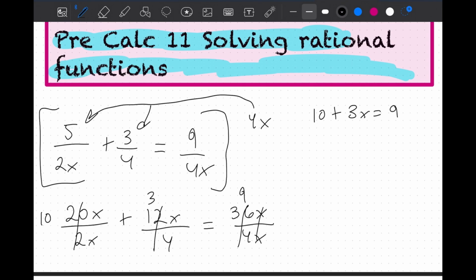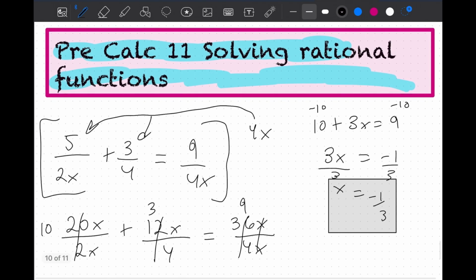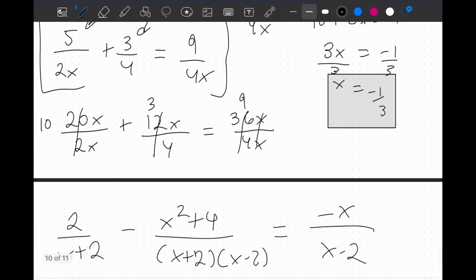And then I can just say that, okay, 3x, if I do minus 10 and minus 10, is equal to 9 minus 10, which is just negative 1. So then if I divide both sides by 3, I will get x is equal to negative 1 over 3. And you can plug that back in to double check to make sure you did it correctly. Good.